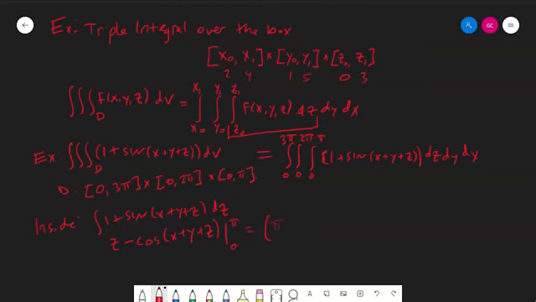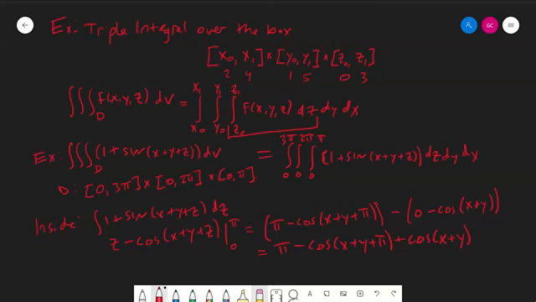So plugging in pi gets you pi minus cosine of x plus y plus pi, and then minus 0 minus cosine of x plus y plus 0. So pi minus cosine of x plus y plus pi, all of that plus cosine of x plus y. So you see we did the inside integral, and that took care of all of the z's, and now you have a function just of x and y.